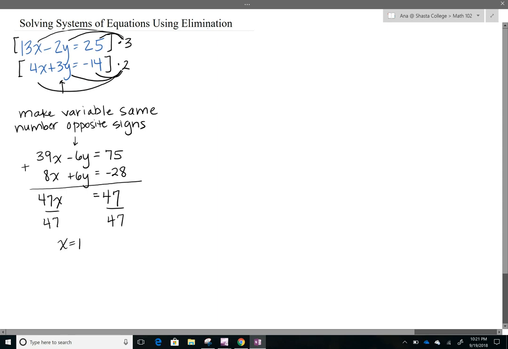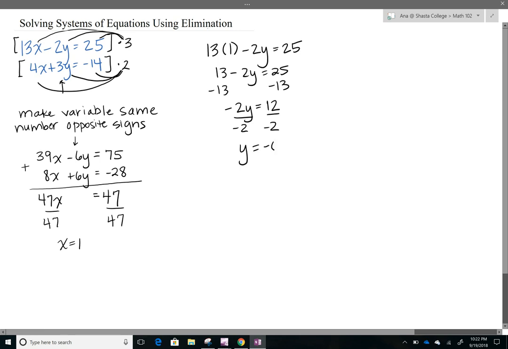And now I take this 1 value and I plug it into either of my two original equations to solve for y. 13 times 1, because x is 1, minus 2y equals 25. I'm singling out y, so I'm going to isolate y. 13 times 1 is 13. I'm going to subtract 13 from both sides, which leaves me with negative 2y. 25 minus 13 is 12. Divide by negative 2 on both sides, and I get y equals negative 6.